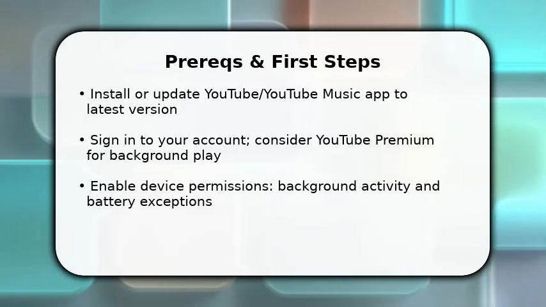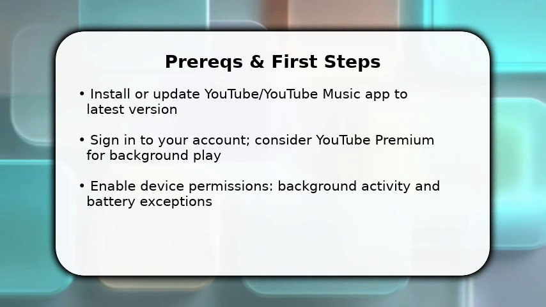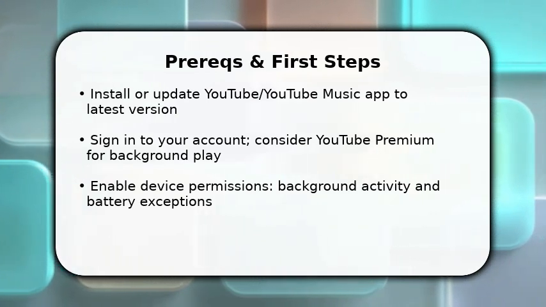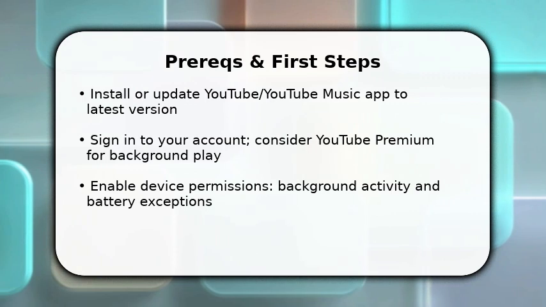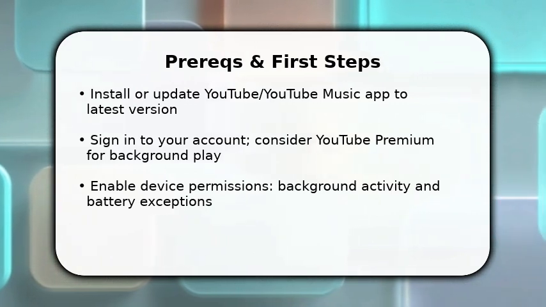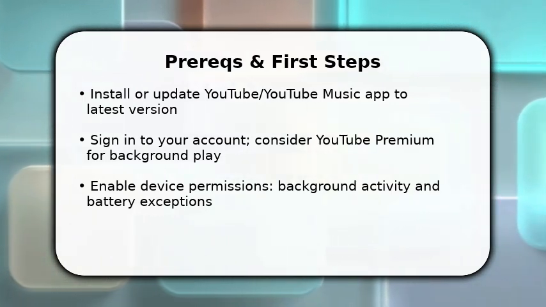You start by confirming the essentials: app updated, signed in, and background permissions allowed. Open the YouTube Music or YouTube app and pick the track or playlist you want. Tap play and immediately switch to the home screen.